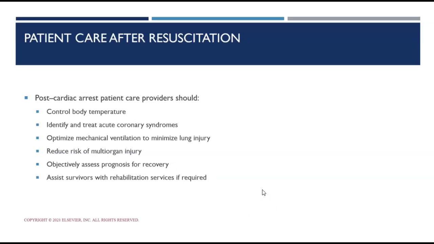So post cardiac arrest patients, controlling that body temperature. As I mentioned, the next slide, we're going to talk about targeted temperature management. You're going to identify and treat if there's any acute coronary syndrome, so you're going to be looking for ST elevation or depression on the EKG. So typically after we get the patient back from cardiac arrest, we're going to be getting a 12-lead EKG. We're going to get a blood pressure. We're probably getting a chest x-ray for tube and line placement. We're potentially going to CT to check for any underlying issues that might be happening.